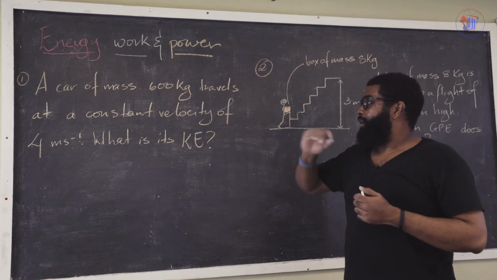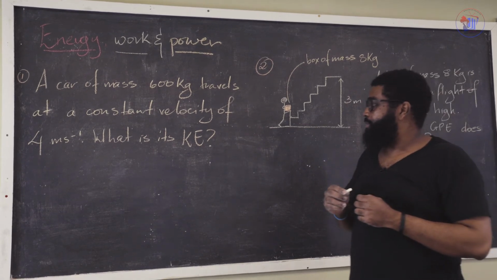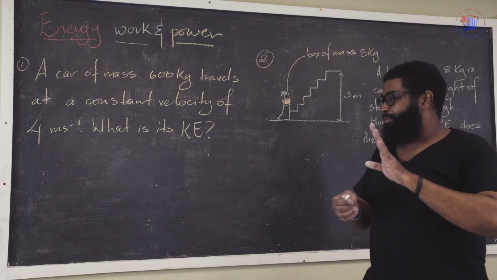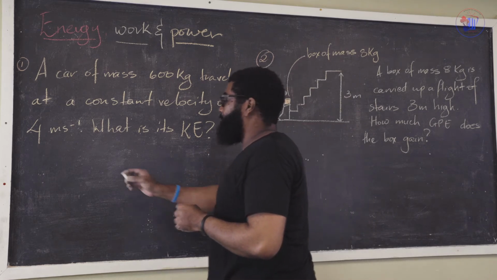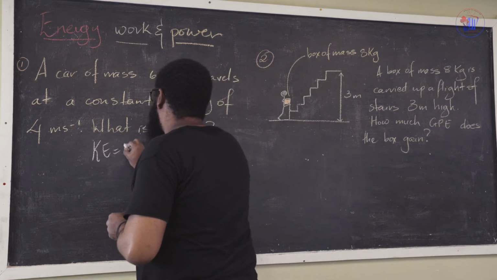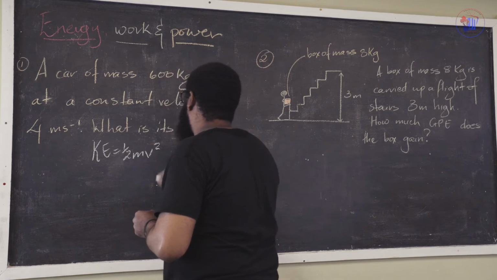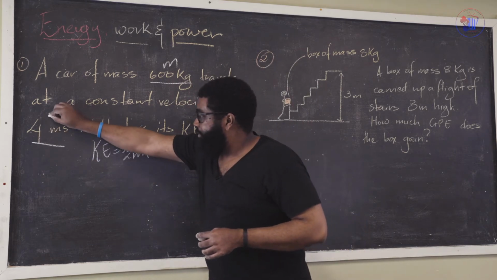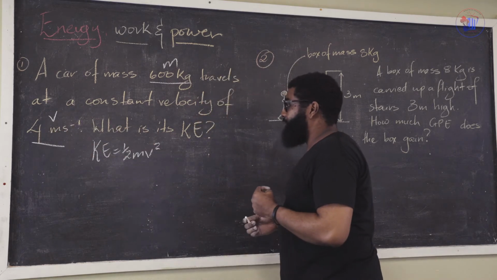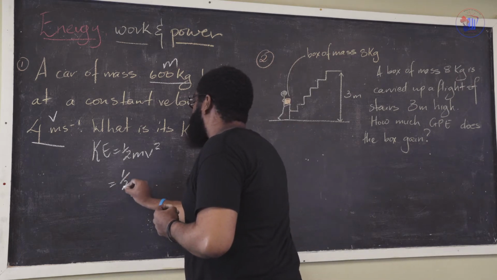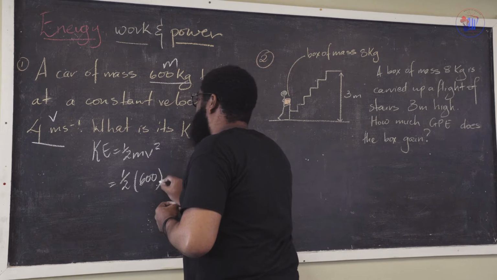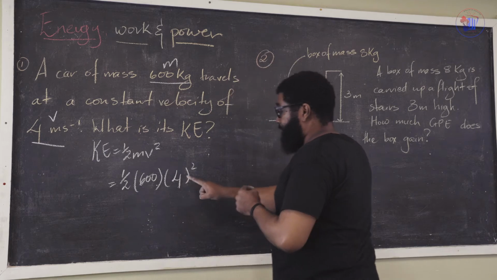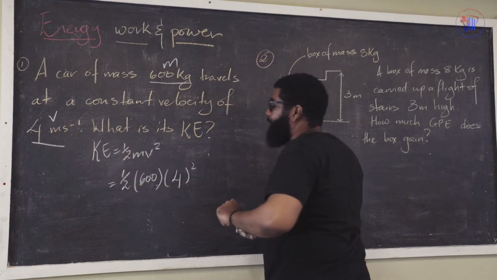So, problem 1. A car of mass 600 kilograms travels at a constant velocity of 4 meters per second. What is its kinetic energy? Simple problem, I know. The formula is kinetic energy is half mv squared. Mass, velocity, and that's all we need to know. So it's half of 600 by 4 squared. Now, you're only squaring the velocity. The velocity is 4.